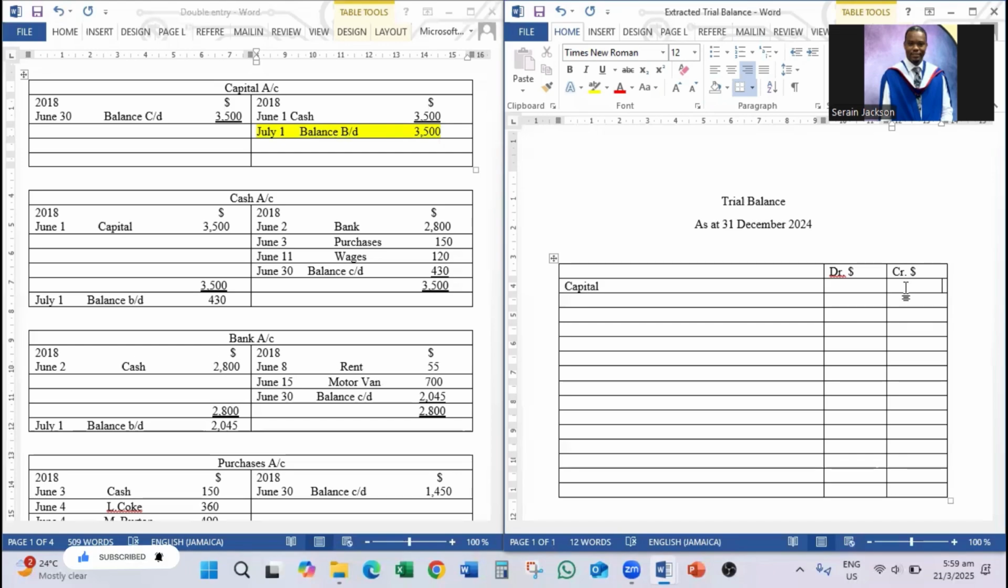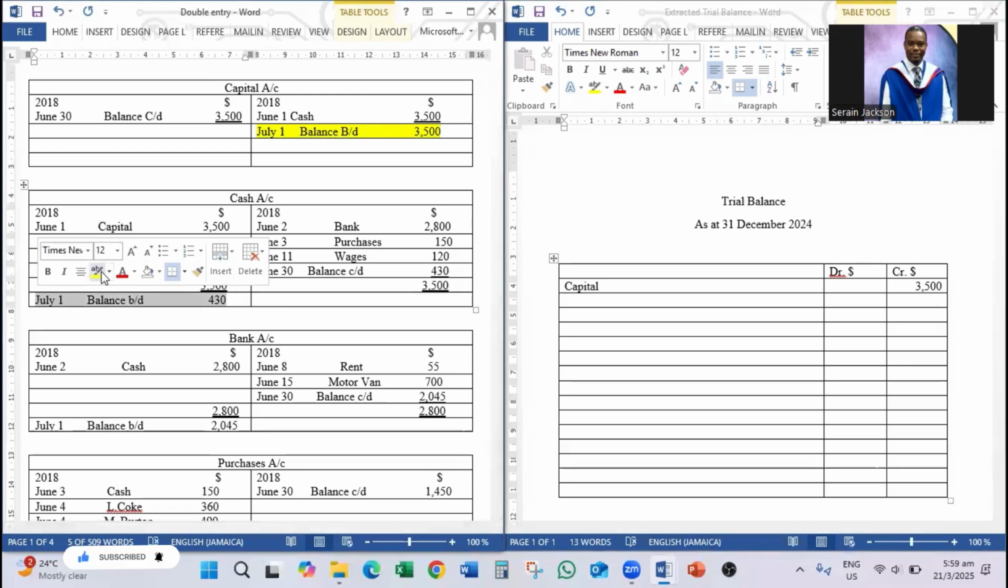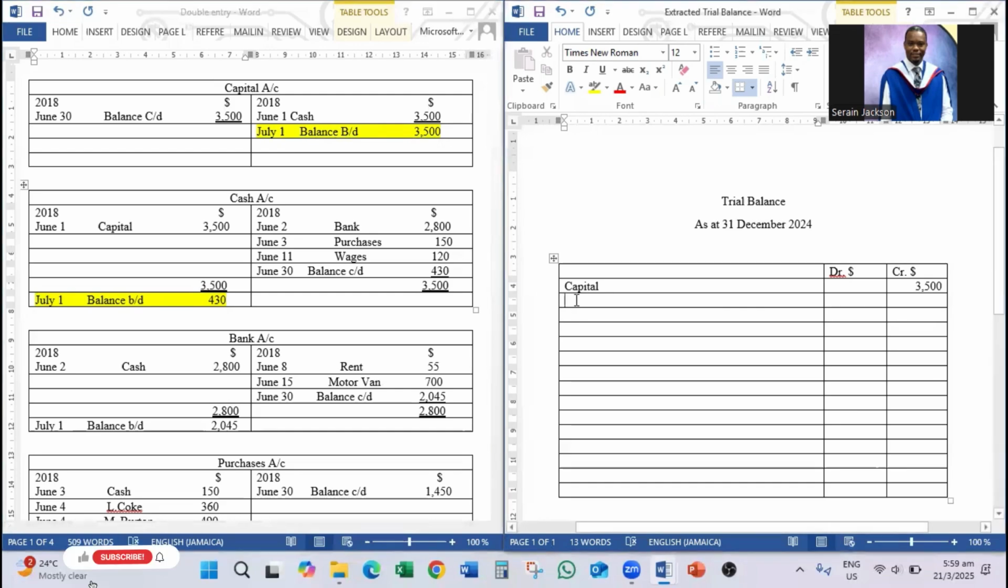So capital, it is how much? 3,500. So you put in 3,500. So let's see if my trial balance is balanced at the end. All right, fingers crossed. Cash account, the balance brought down is on the debit side, as you can see. So I'm going to use that. So the cash, some persons would say cash in hand. The same thing. All right, so the cash account is on the debit side. It's 430. So you put in that right there.